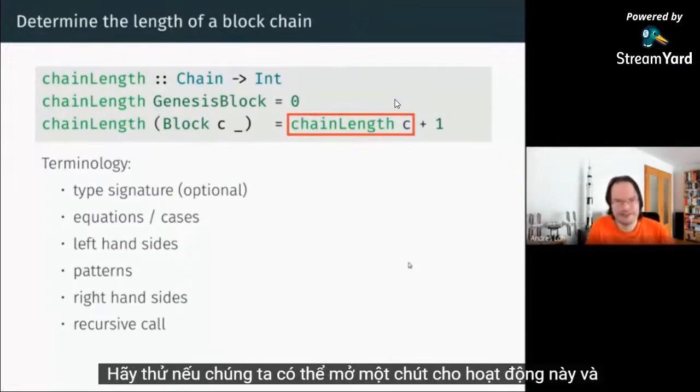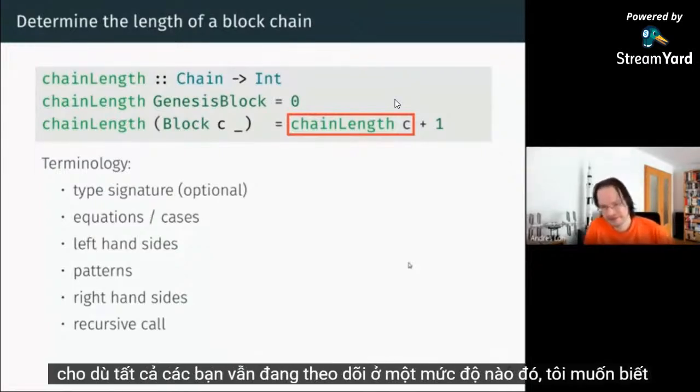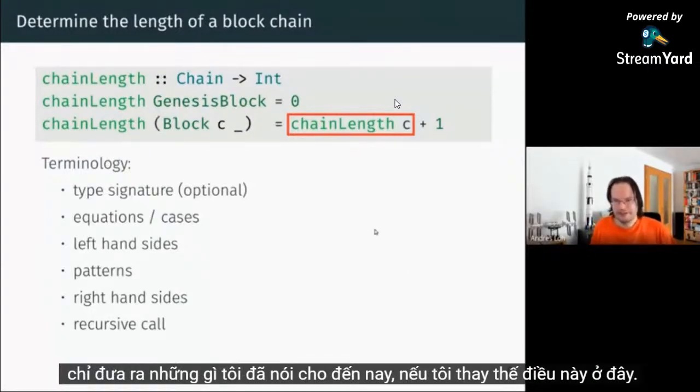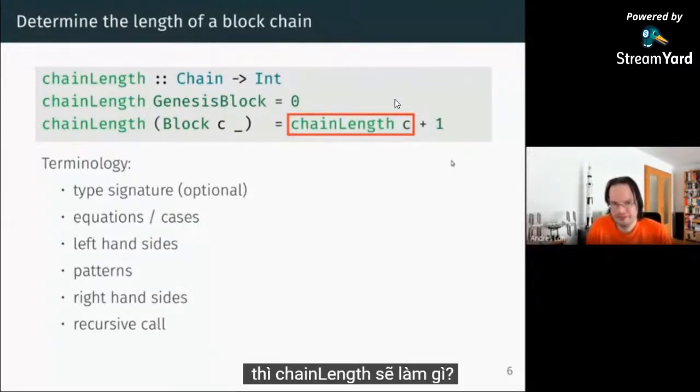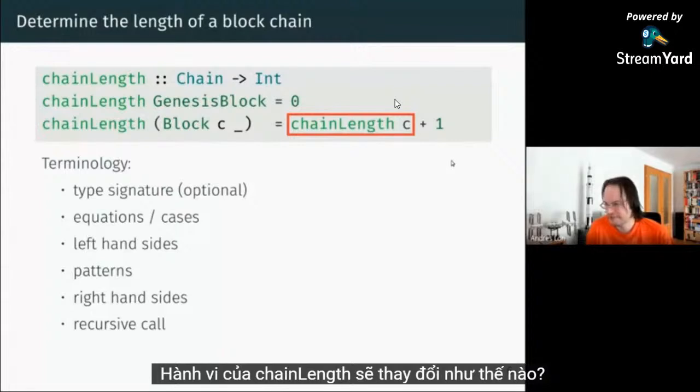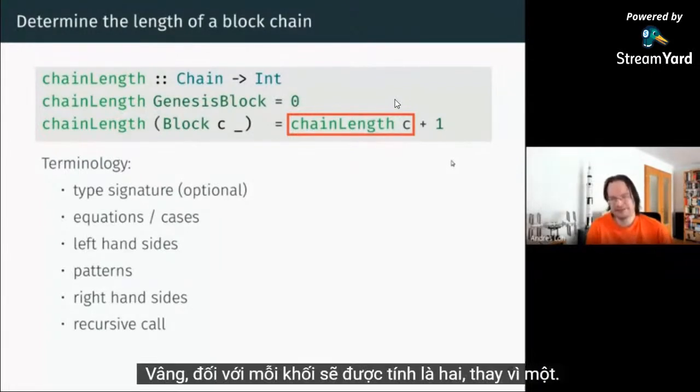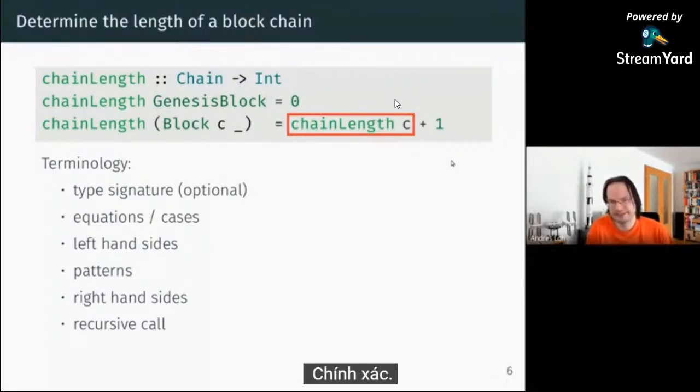Let's try if we can get a little bit of interactivity into this and whether you're all still following to some extent. I would like to know, just given what I've said so far, if I would replace this 1 here, the 1 that is listed here, with a 2, then what would chain length do? How would the behavior of chain length change? Yeah, every block would be counted as 2 rather than 1, so we would end up with double the length of the chain, exactly.